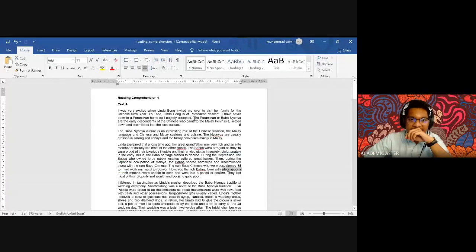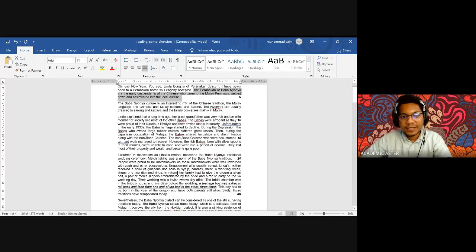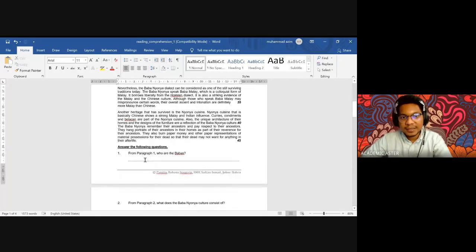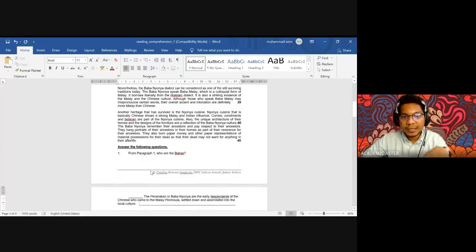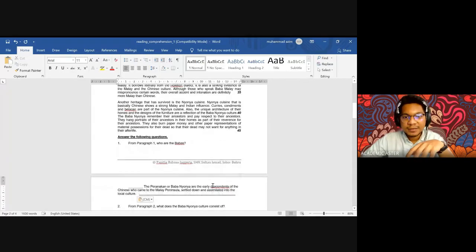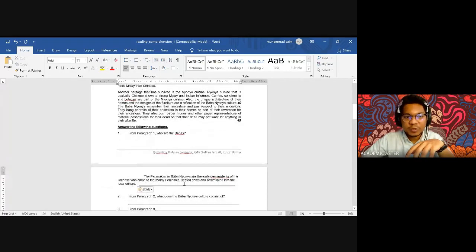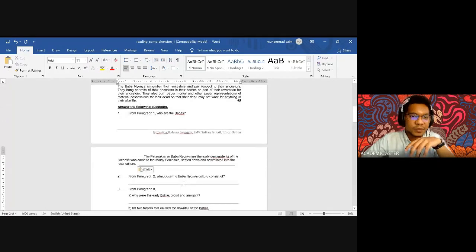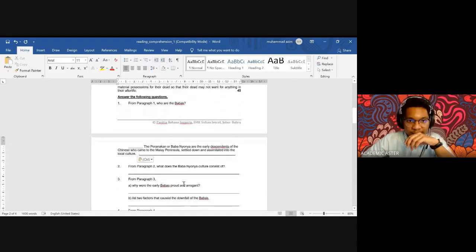Alright, the last sentence in the first paragraph again. Alright, so that is your answer for the first question. Who are the Babas? Siapa Baba ni? Baba ni adalah early descendant of Chinese who came to the Malay Peninsula and settled down and assimilated into local culture. Okay, very good. From paragraph 2, what does the Baba Nyonya culture consist of?